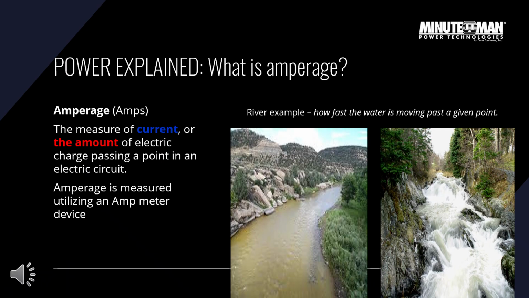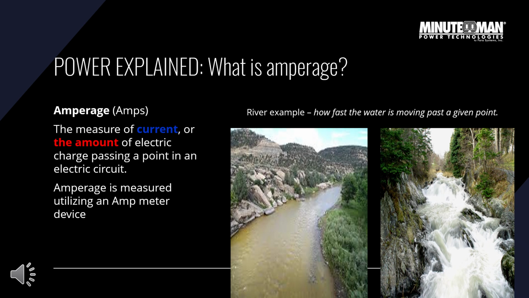Power explained. What is amperage? Adding to our foundational concept of electricity, amperage or amps is defined as the measure of electric charge flowing through a circuit per second. So if voltage is the push, amperage is the flow. Voltage is what gets the electricity moving, whereas amperage is the actual movement of electric charge through a conductor. Amperage is also called current.